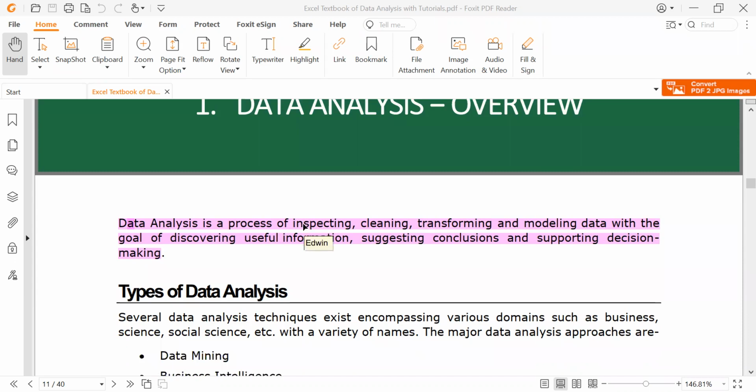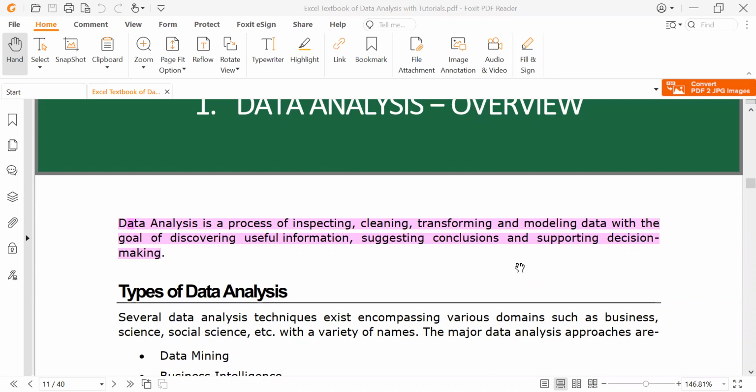So when we have the jumbled facts and want to inspect, want to see how useful we can make or how much sense we can make out of it, that becomes data analysis. So we want to inspect, clean, transform, and model it so that we could discover useful information that can help us suggest some conclusions and support decision making.